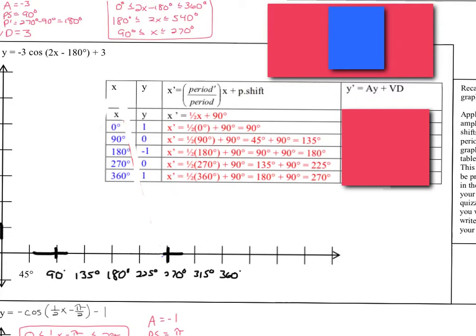Once again, going back to the pro tip. This first number, 90 degrees, and this last number, 270 degrees, should be the same numbers that we have up here, the beginning and end of one period.